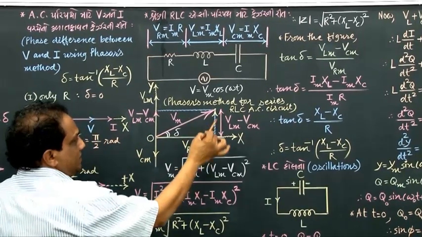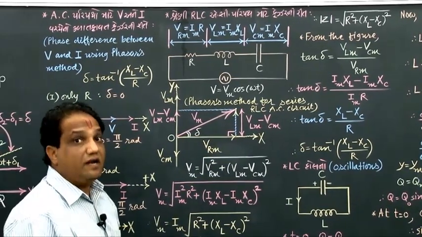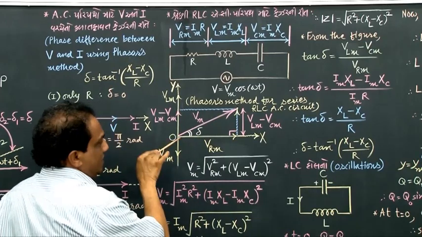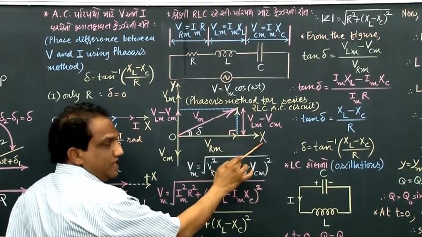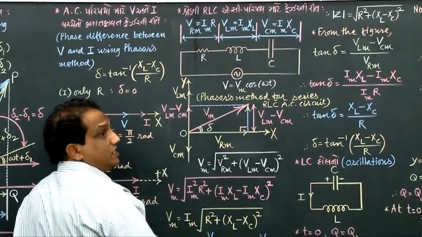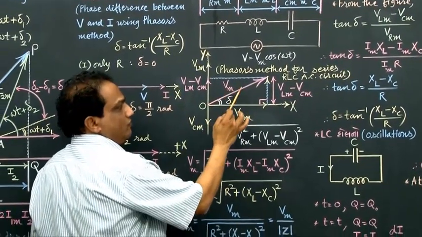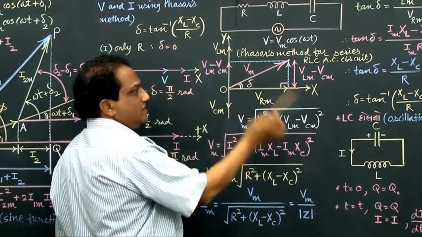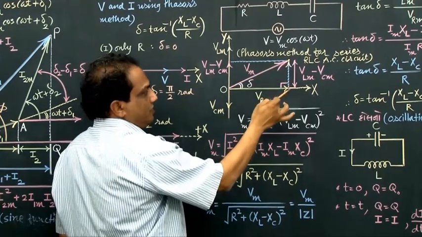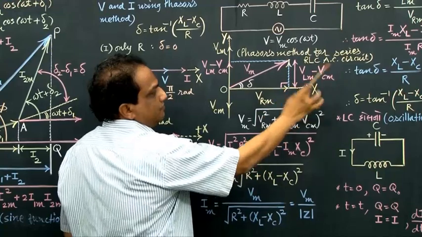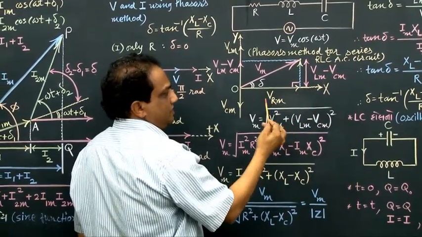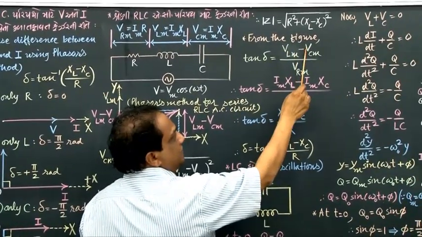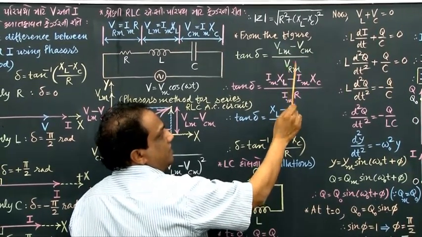And now, in this right angle triangle, suppose I want to take tan delta. First of all, tell me why this much angle is delta? Because in this direction there is a current phasor along the positive x-axis, and in this direction there is a resultant voltage phasor. The angle between voltage phasor and current phasor is taken as delta. That's why I have given the symbol delta. Find out tan delta. It is opposite upon adjacent. Opposite is VLM minus VCM, upon adjacent VRM.